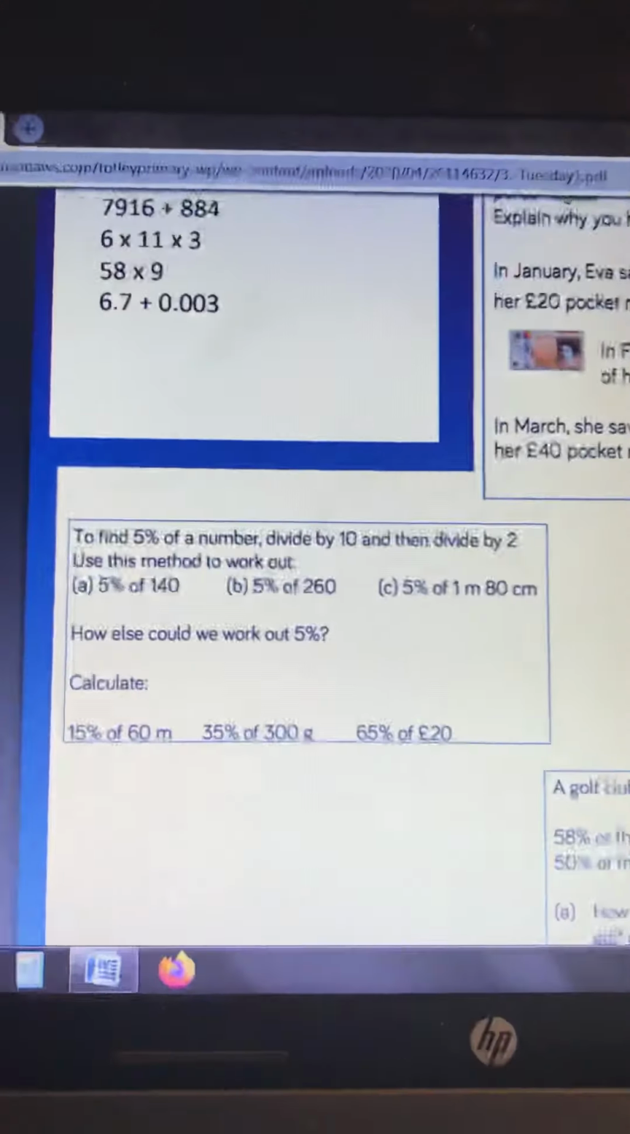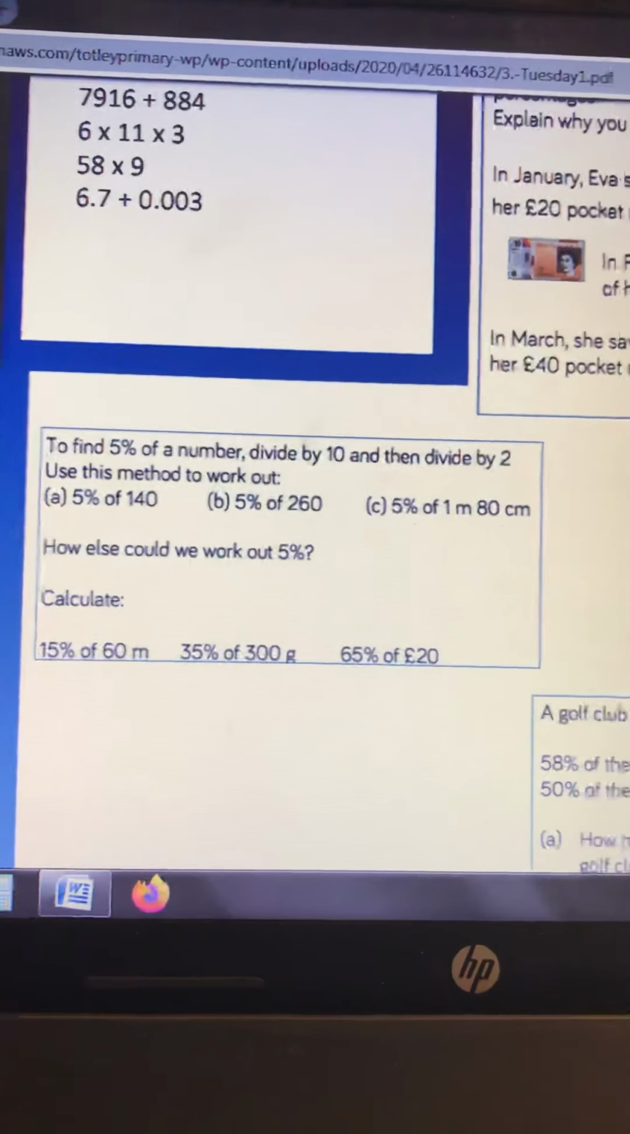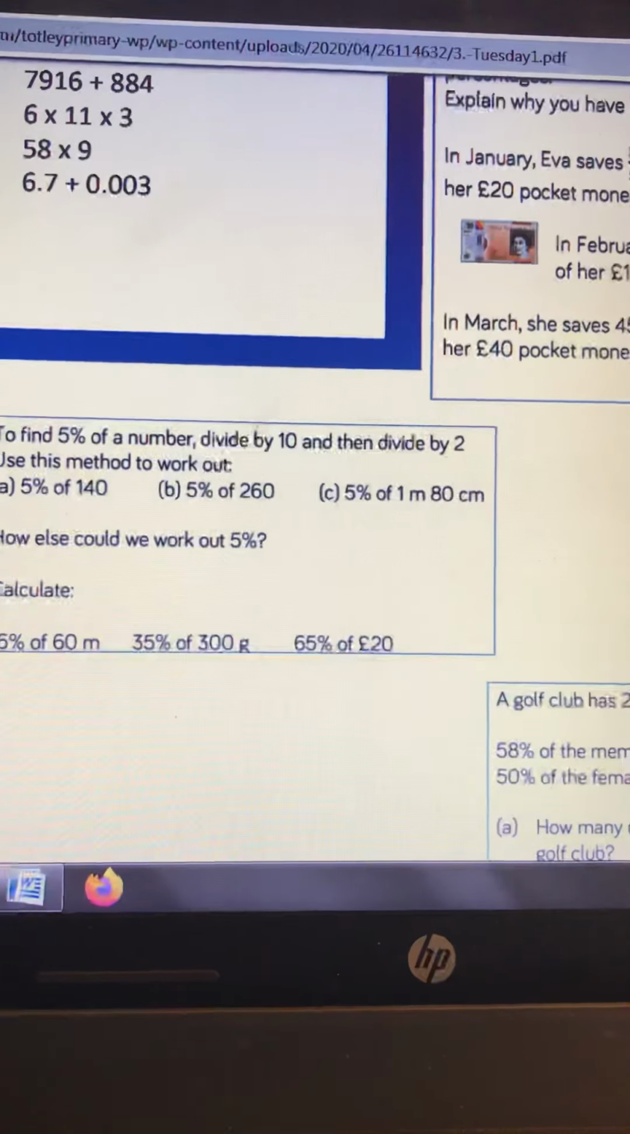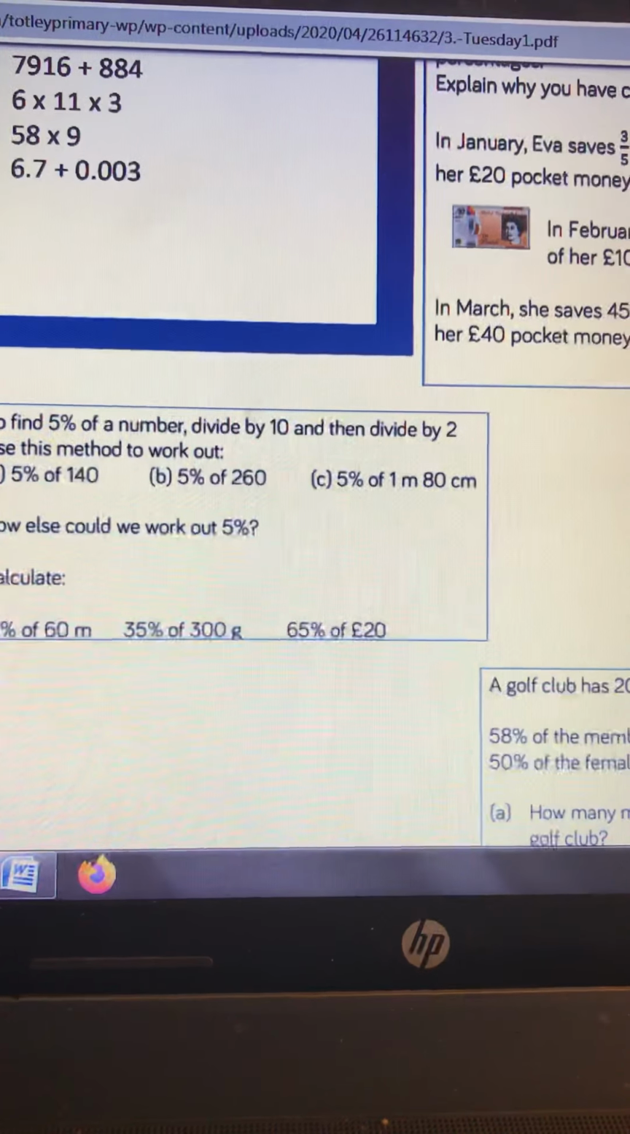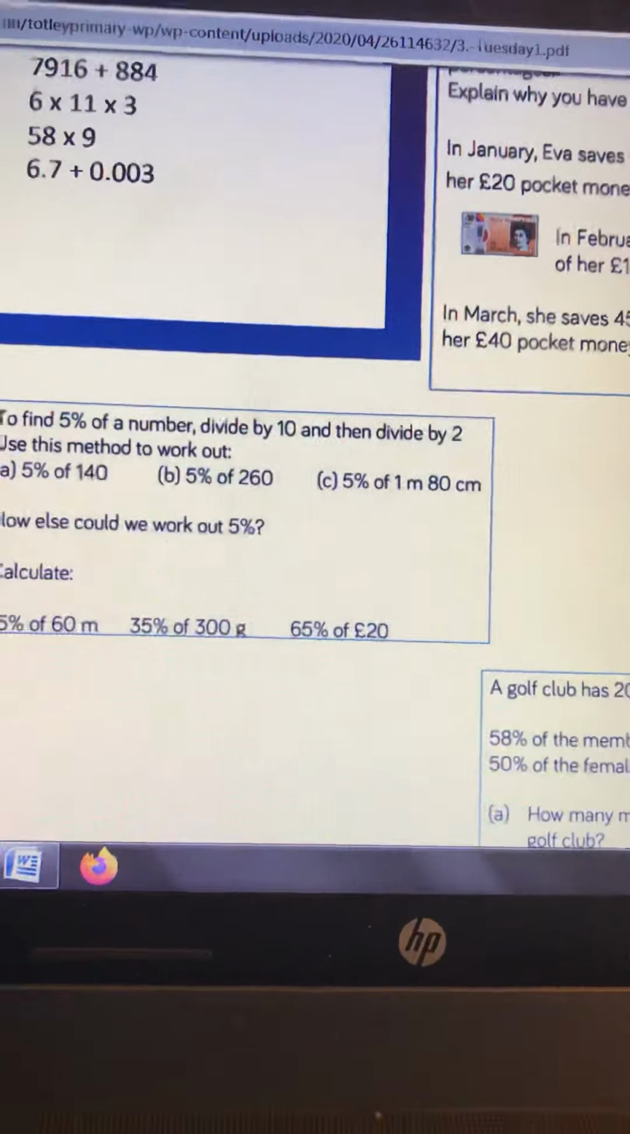There we go. We've got strategies here to find 5%. So we can divide it by 10. We know how to do that. Divide left, Mr. DL. One jump, and then halve it. And we can do all of that mentally.